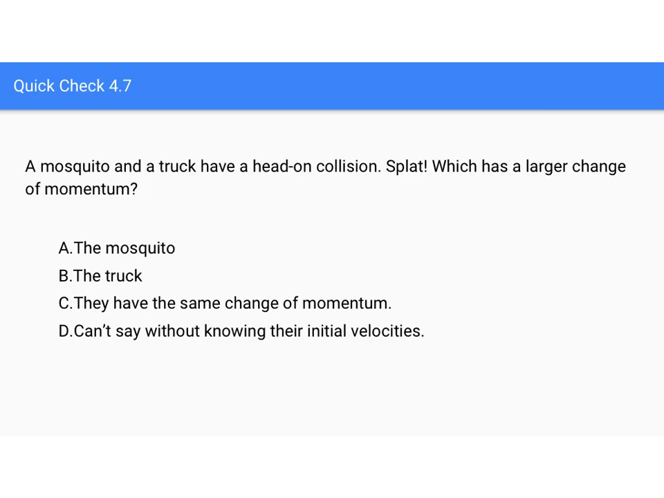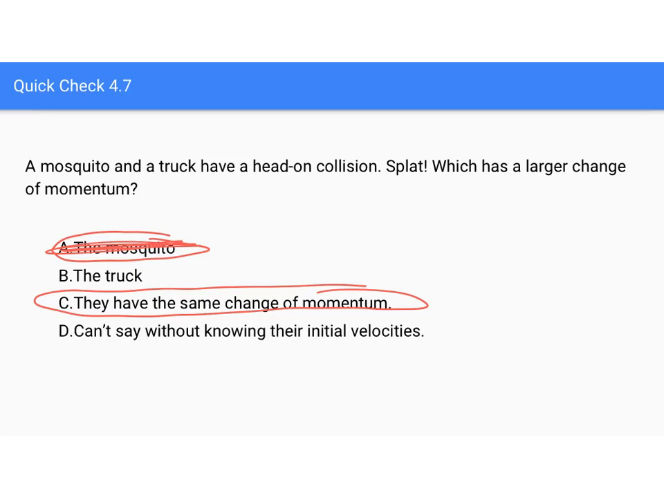And once again, we jump to this mosquito concept because it has a huge change in velocity, and that would be incorrect. They have the same change in momentum. And the reason that they have the same change in momentum is because they experience the same force over the same amount of time. Now, the momentum is mass times velocity. The mosquito has a very, very small mass, so it has a huge change in velocity, whereas the truck has a very, very high mass, so it has a very small, or AKA a measurable, change in velocity.